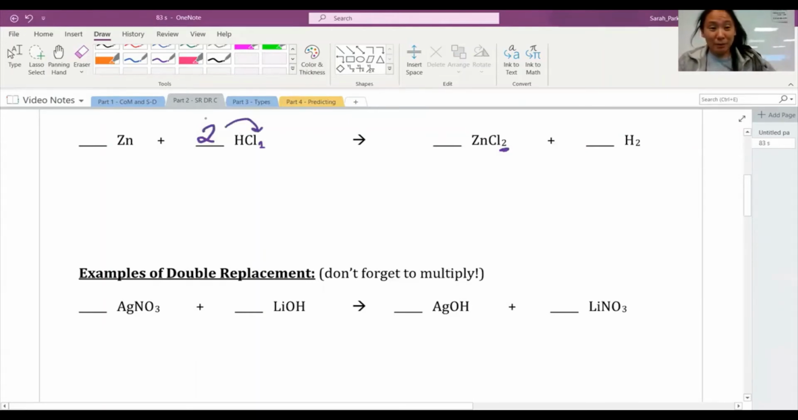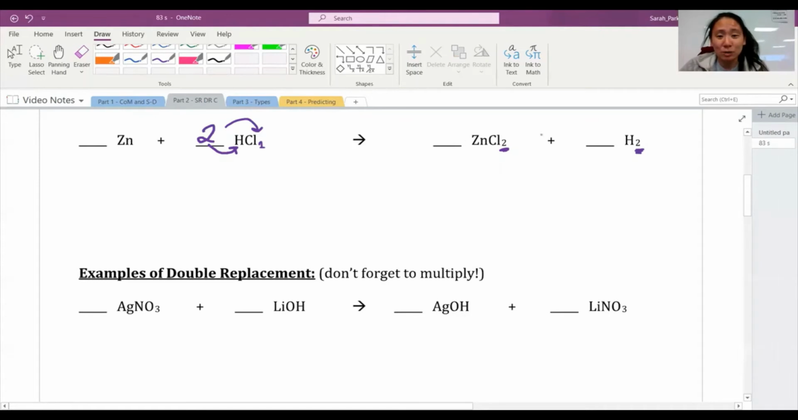That's equal, but putting a coefficient here has changed this hydrogen. So now I have 2 hydrogens on the left, and how many hydrogens on the right? 2. That works out. So you do another quick check. I have 1 zinc on each side. I have 2 hydrogens on each side. I now have 2 chlorines on each side. And now this is already done.